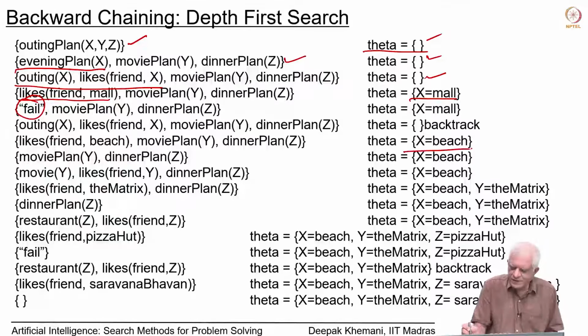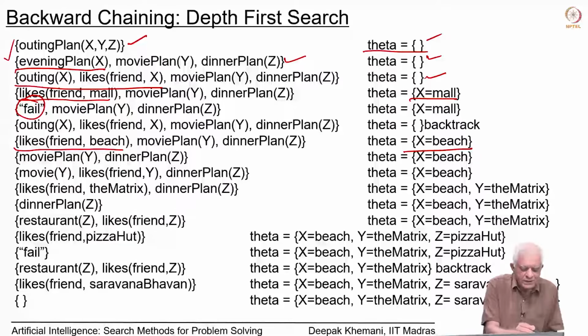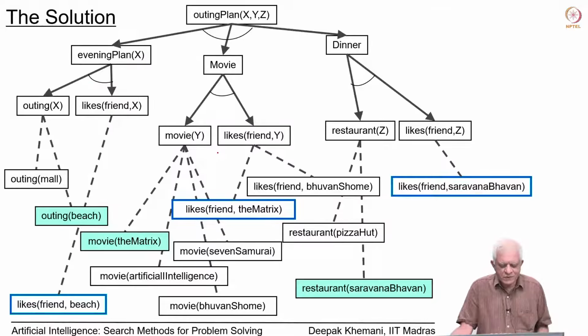The next outing turns out to be the beach. So, there you are, x equal to beach, and then you ask the question, does your friend like the beach, and it turns out that your friend does like the beach. So, that goal of evening plan is now solved essentially. So, one part you have solved. Now, you are left with the two remaining sub goals, which is a movie plan and a dinner plan, and in a similar fashion Prolog will search in a depth first fashion over the search tree and come up with a solution, which by now you know is a subtree of the goal tree.